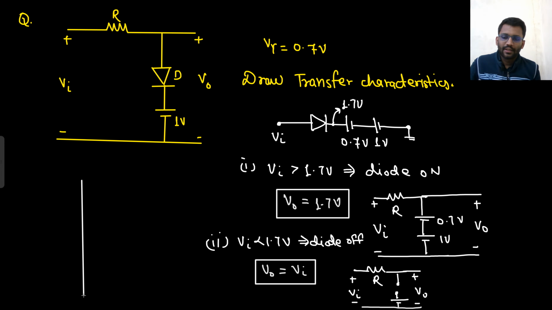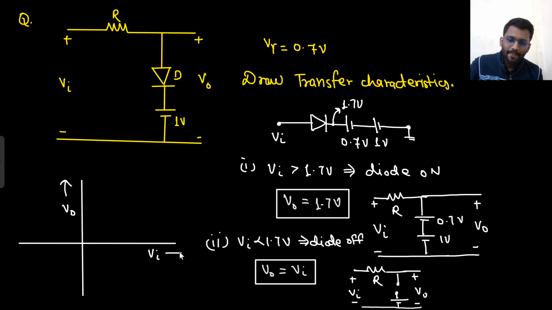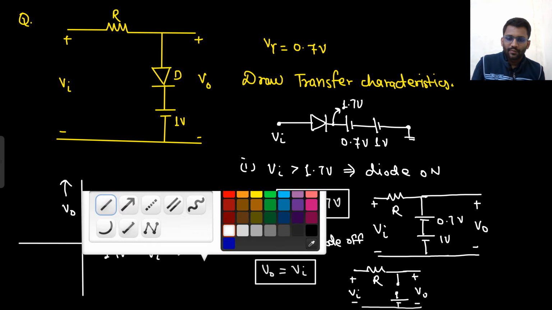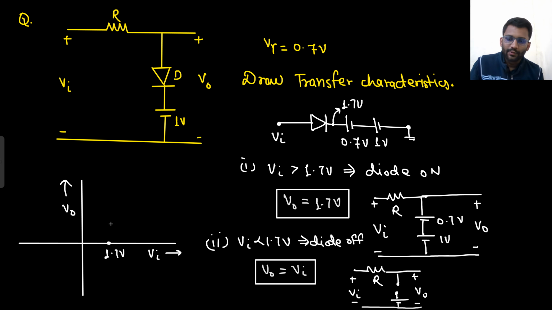And let's draw the graph. What is the cutting point? That is 1.7 volt. So for greater than that, it is always equal to 1.7 volt, and for less than that, V naught is always equal to V in.